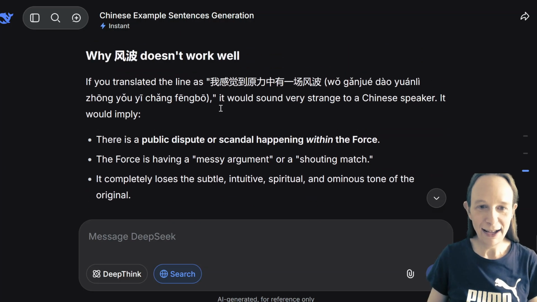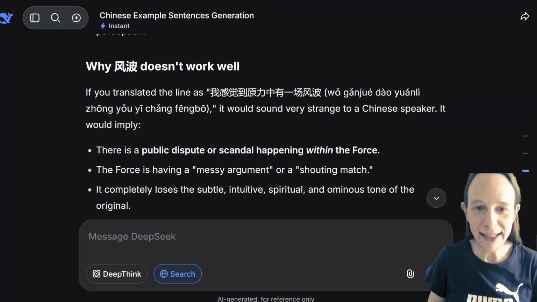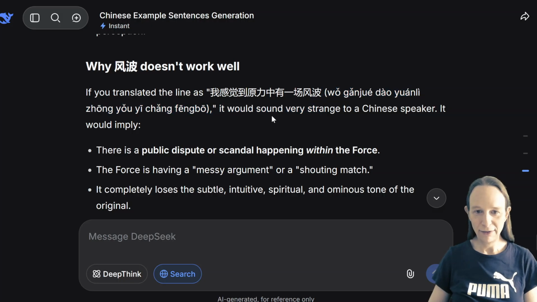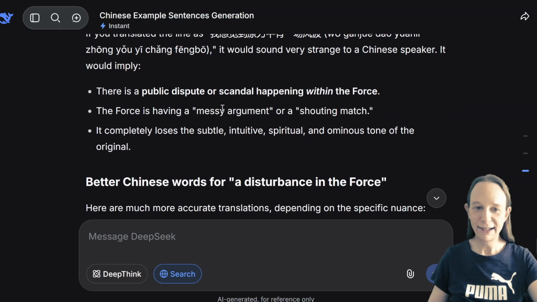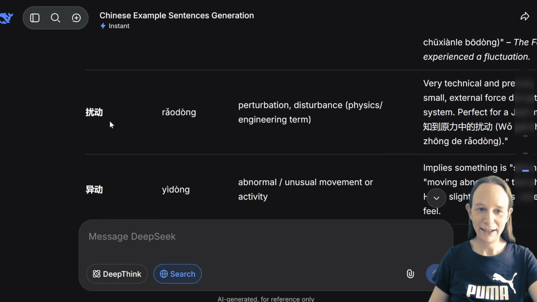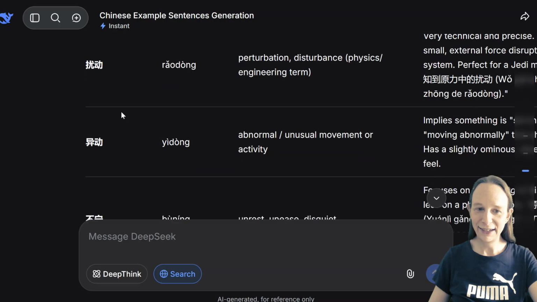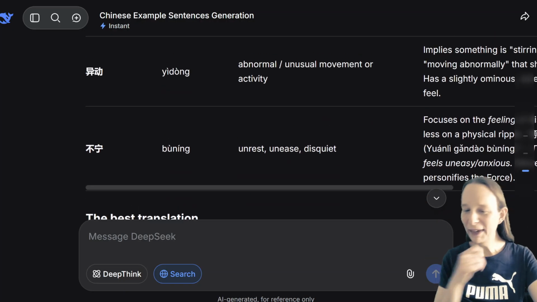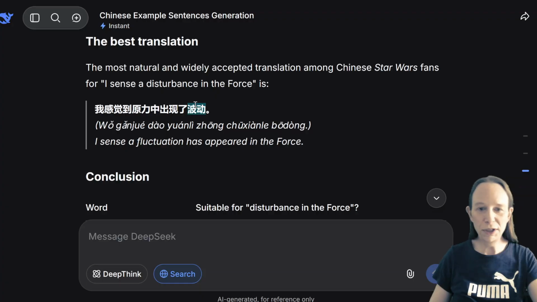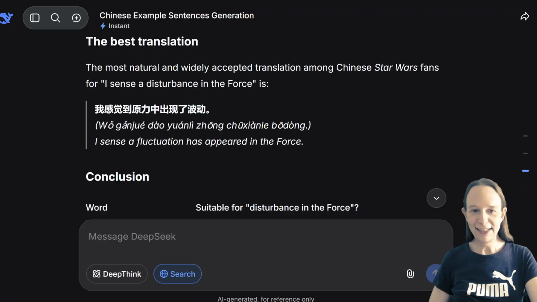Okay. 我感觉到原力中有一场风波. Very strange for a Chinese speaker. Public dispute or scandal happening within the force. Okay. 波动, fluctuations. 扰动, maybe this is a good translation. 异动 or maybe 异常 would be a good one. 不宁 actually, yeah, or 不安, 波动. I sense fluctuation has appeared in the force.